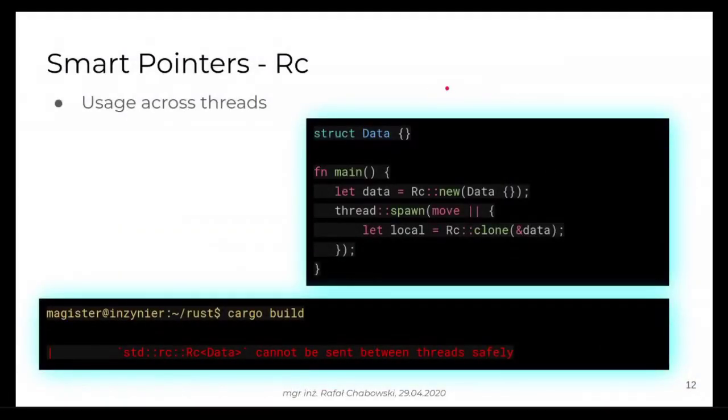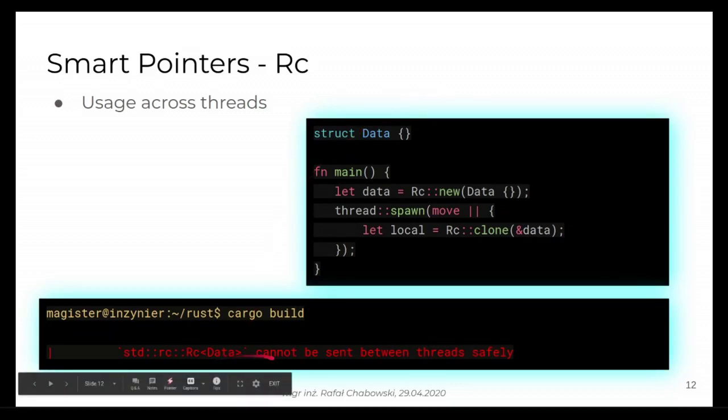Okay, what is going to happen if you try to use Rc in a multi-threaded environment? And please excuse me for using the most classic example. You can find it everywhere, but it's so simple and straightforward that there's no need to try to come up with something different. Your code will not compile because the Rc cannot be sent between threads safely.